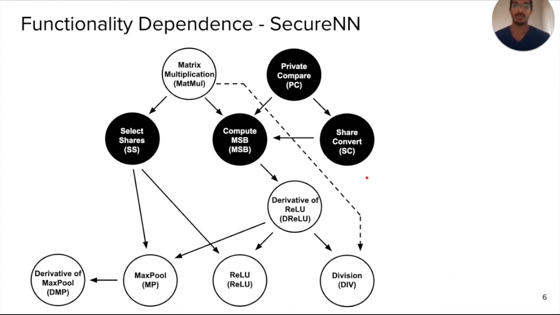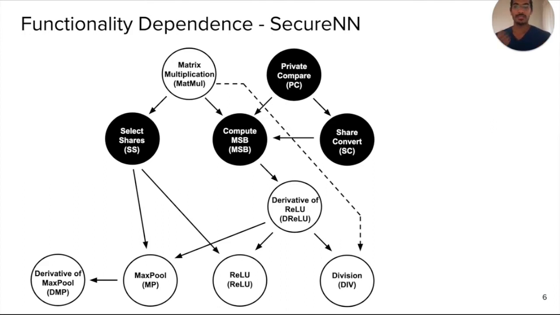SecureNN had this set of protocols which they proposed, which was a private comparison protocol, compute MSB, and share convert. The share convert and compute MSB were really the core contributions which allow you to do a derivative of ReLU or a comparison. Each of them uses the subroutine private compare roughly once, and private compare is really the bottleneck of these protocols. So the overhead of this is roughly 2 times the overhead of a private comparison protocol.